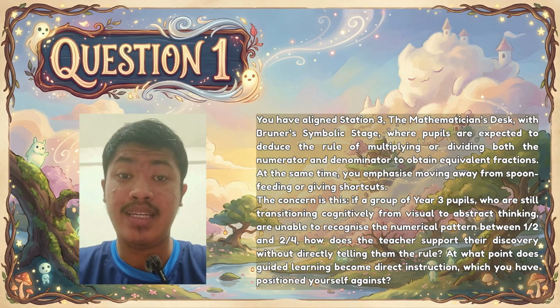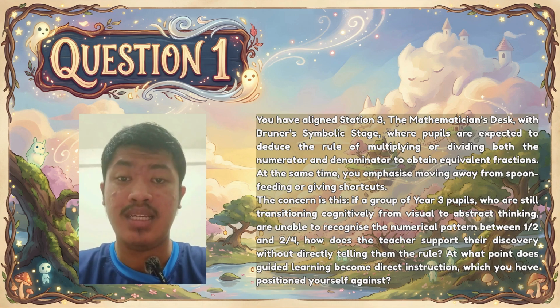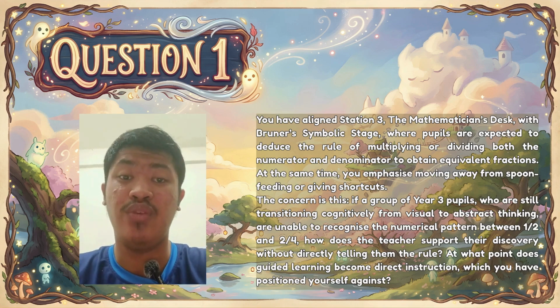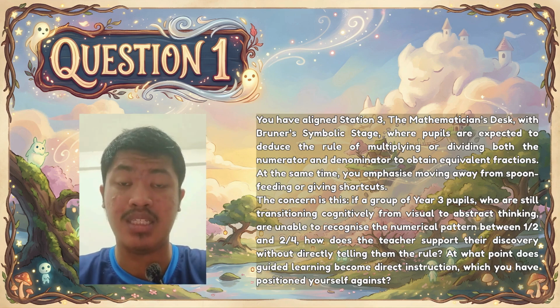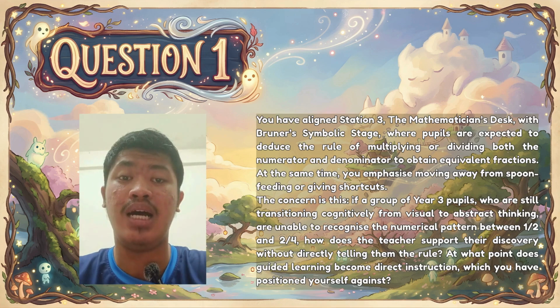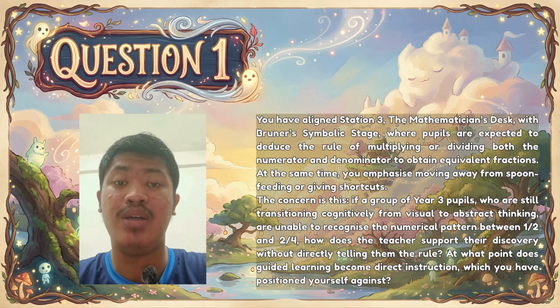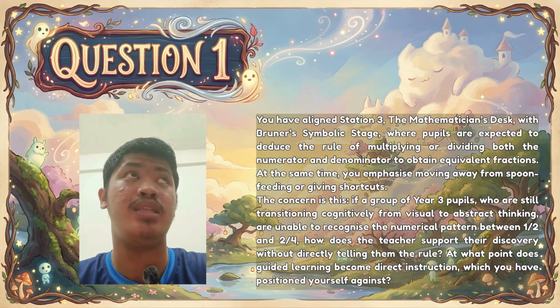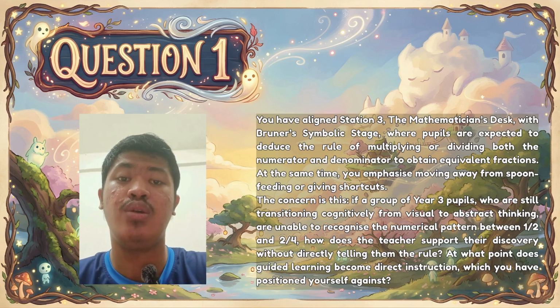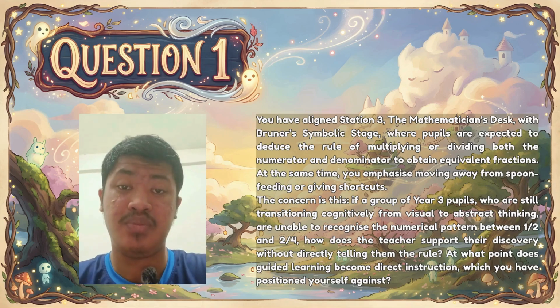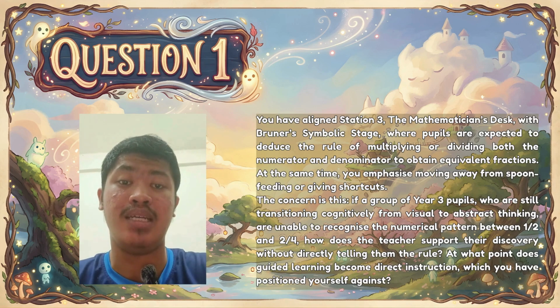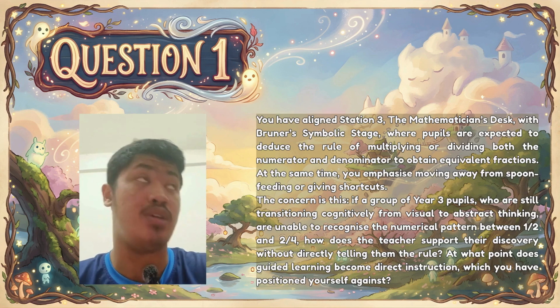You have aligned Station 3, the Mathematician Desk, with Bruner's symbolic stage, where pupils are expected to deduce the rule of multiplying or dividing both the numerator and denominator to obtain equivalent fractions. At the same time, you emphasize moving away from spoon-feeding or giving shortcuts.